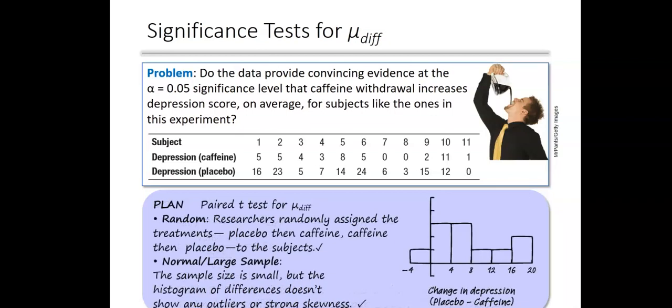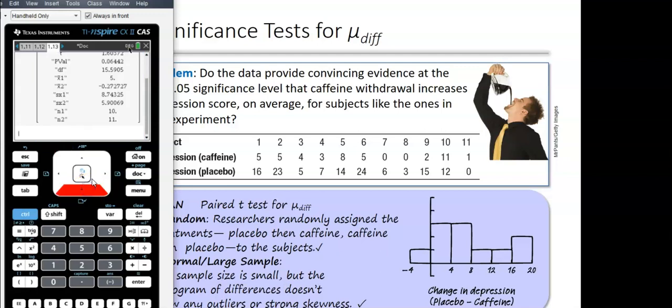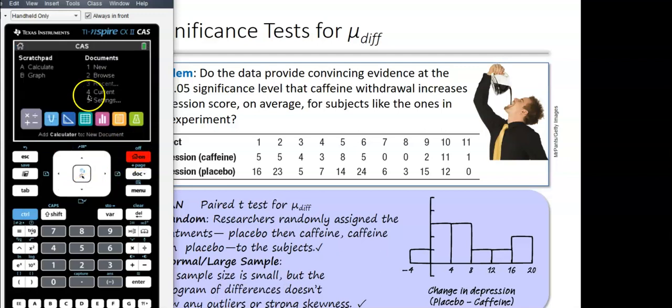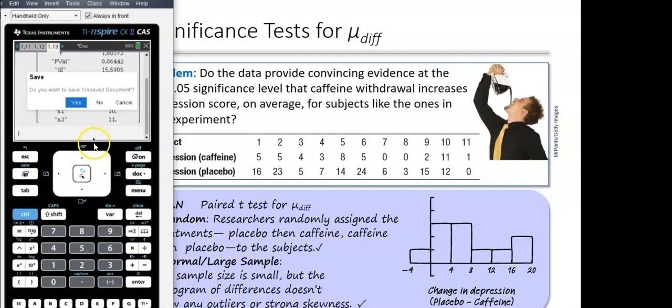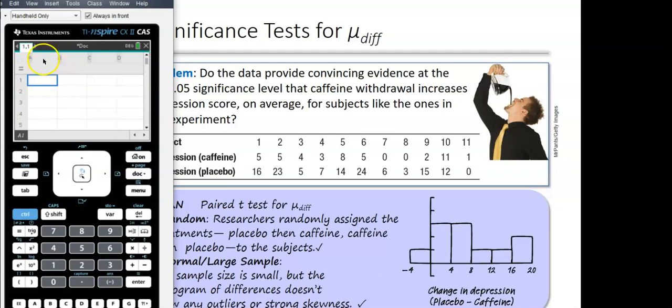By the way, let me just mention this. I don't know if we've done this yet, but it's pretty nifty if you needed to do this. I'm going to just start a new document so we have no extra variables around. So home, new document. I'm going to list a spreadsheet. The first one is going to be CAF for caffeine, then placebo for placebo, and then diff for difference. So I'm going to put the data in.